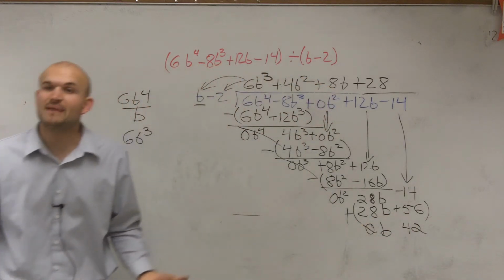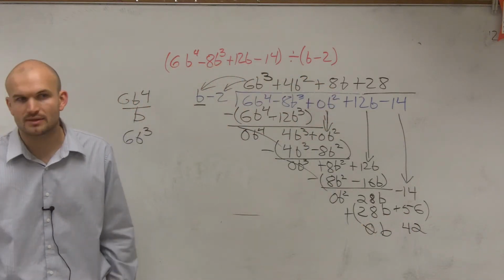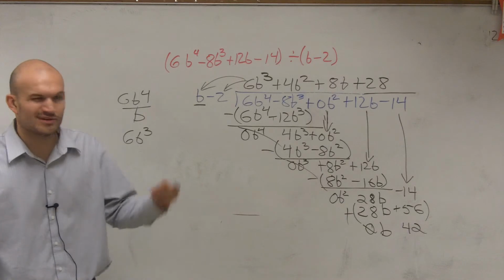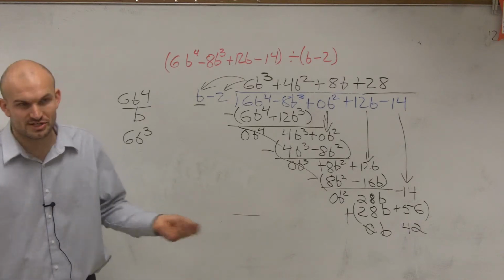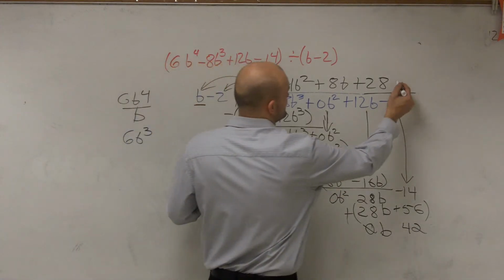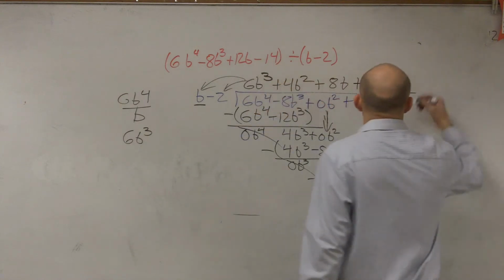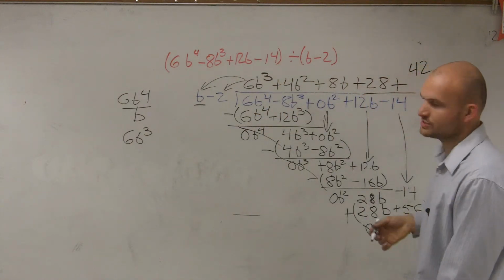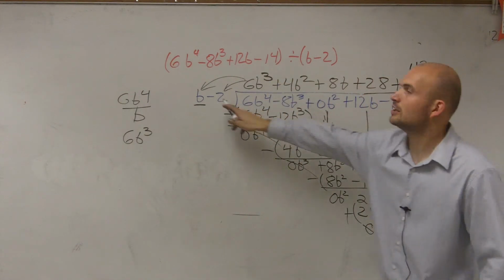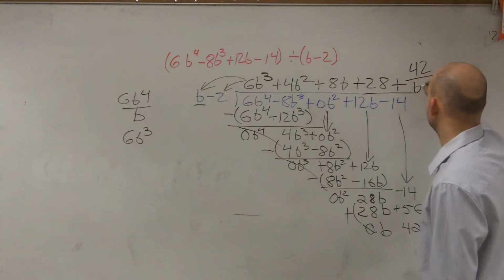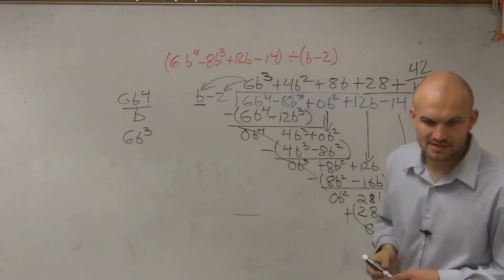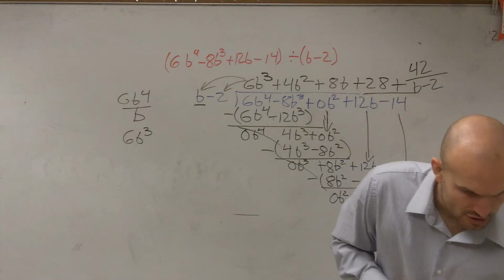So now we have a remainder. So what do we do with our remainder? What I want you guys to simply do is I don't want you to go back to the R42. What we're going to do is say plus the remainder, which is 42, divided by our divisor, which is b minus 2. So that is going to be the correct way to write that.